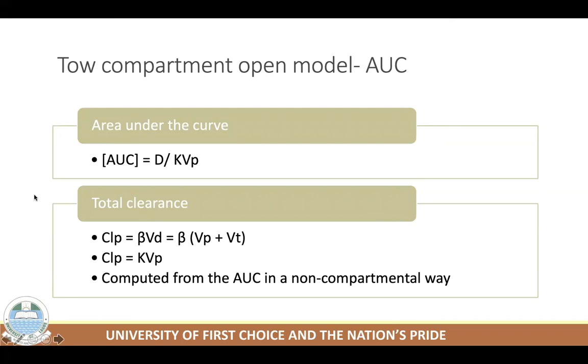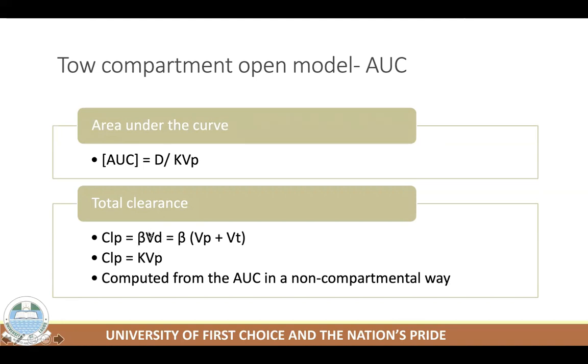Now, also, total clearance is the product of the apparent volume of distribution and the terminal elimination rate. You've seen this last time when we were doing the estimation for apparent volume by area under the curve.